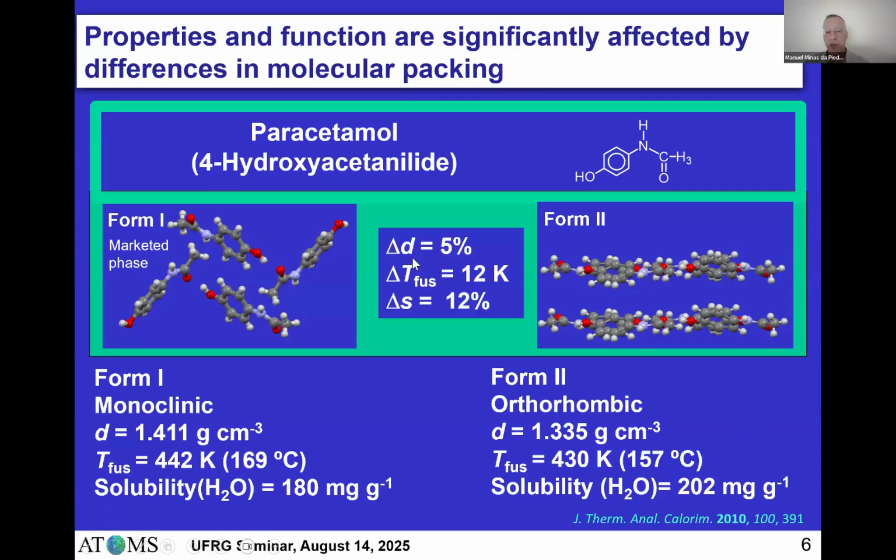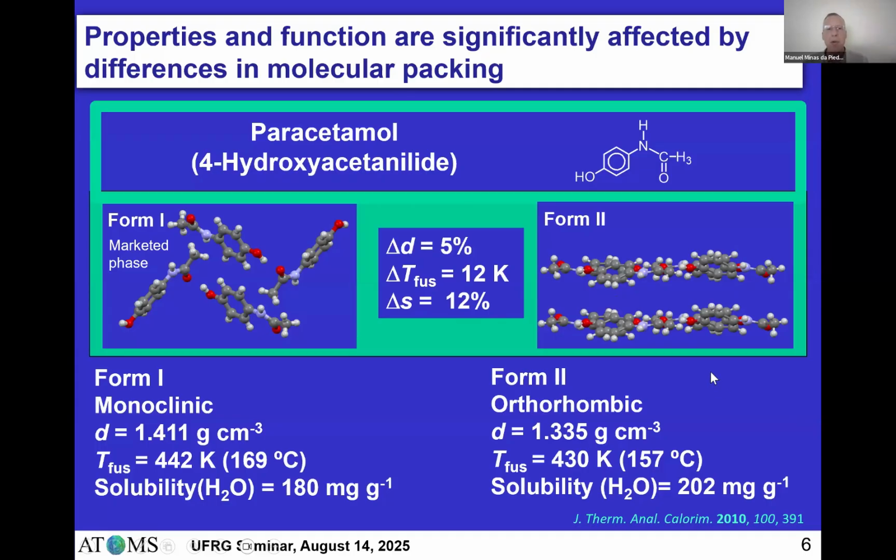And this 5% difference in density, 12 K difference in temperature, and 12% difference in solubility can have a big impact if you are using paracetamol as a drug. You are developing a tablet of paracetamol. And for pharmaceuticals, solubility is particularly important because if the solubility increases, there is a very good correlation with bioavailability, which is very, very important if you are going to use it as a drug.